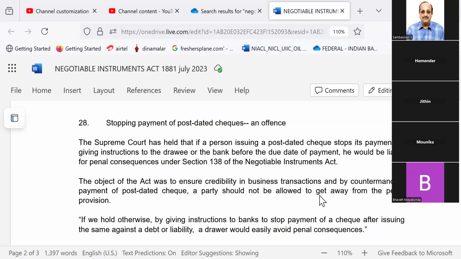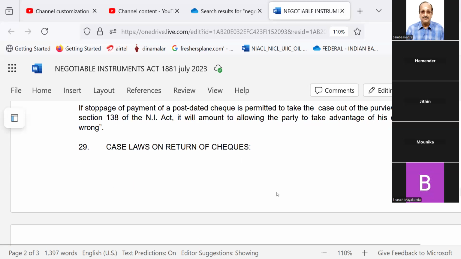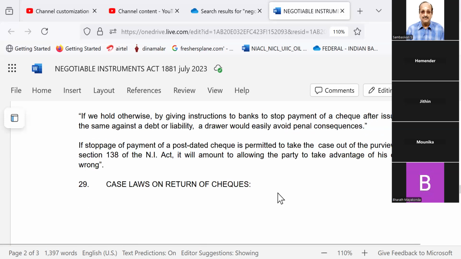Countermanding means holding, stopping. If we otherwise, by giving instructions to banks to stop payment of a check after issuing the same against a debit or liability, a drawer would easily avoid penal consequences. If stoppage of payment of a post-dated check is permitted to take the case out of the purview of Section 138 of the NI Act, it will amount to allowing the party to take advantage of his own wrong. Very good.